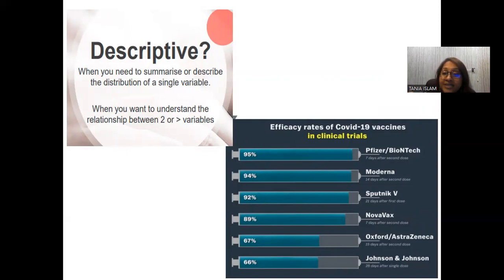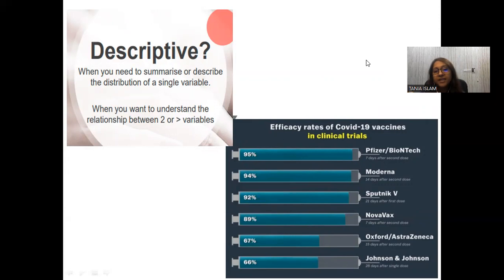During COVID-19, a clinical trial was done to see the efficacy rates of COVID-19 vaccines. So it's simple: Pfizer was 95% effective in this clinical trial, then Moderna 94%, like this, a simple percentage of how effective the vaccine was in the clinical trial. This is a descriptive analysis.